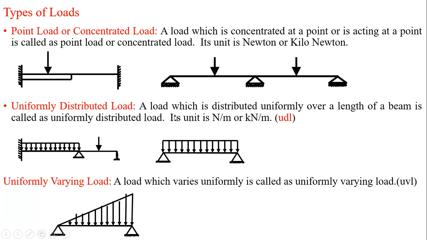Second thing, uniformly distributed load. A load which is distributed uniformly over a length of the beam is called a uniformly distributed load, and the unit of uniformly distributed load is Newton per meter or kilonewton per meter. It can also be called UDL, the short form of uniformly distributed load.